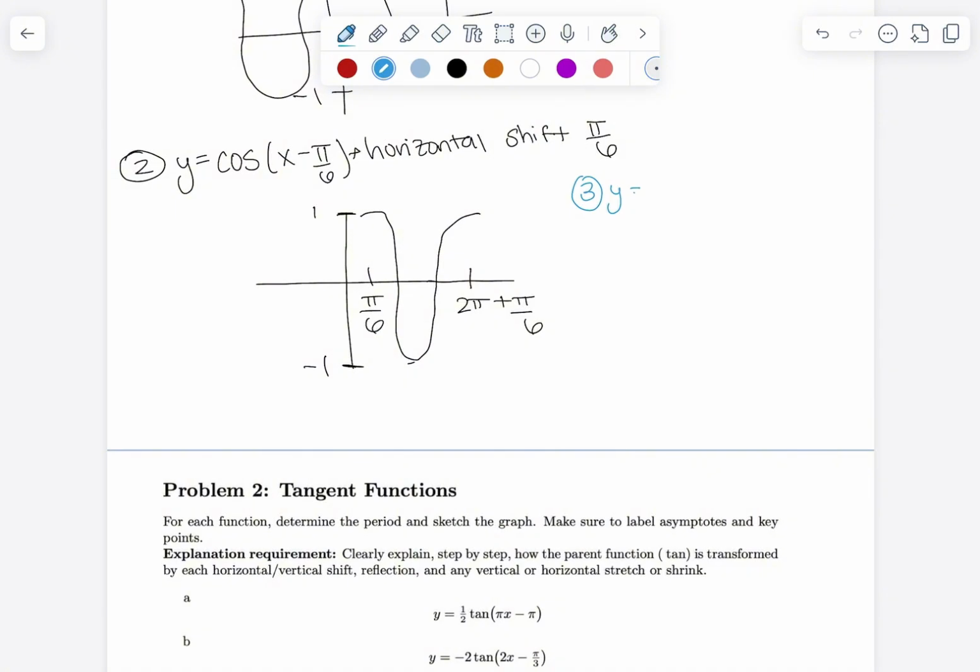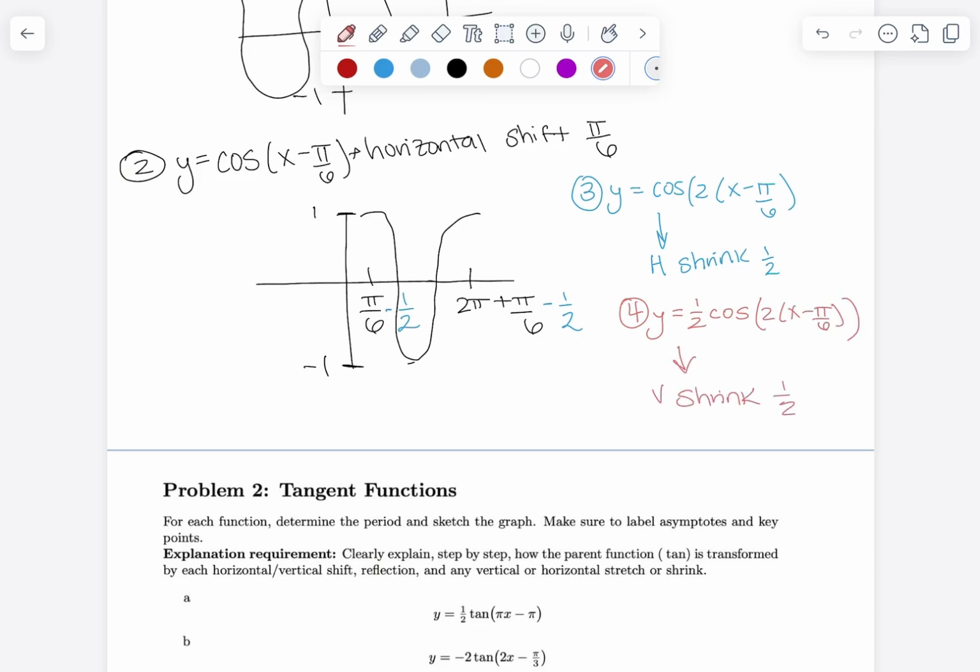So then next, we're going to graph y equals cosine of 2 times x minus pi over 6. So it's going to be a horizontal shrink by 1/2. And then next, we're going to graph y equals 1/2 cosine 2 times x minus pi over 6. So that 1/2 is going to be a vertical shrink, 1/2.